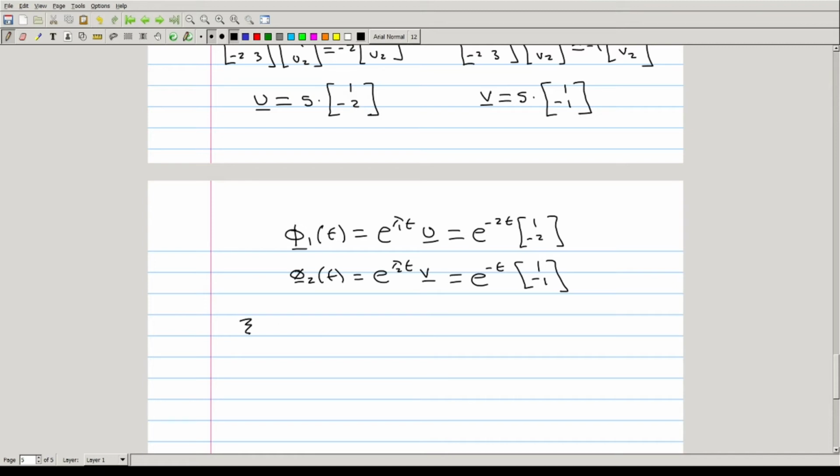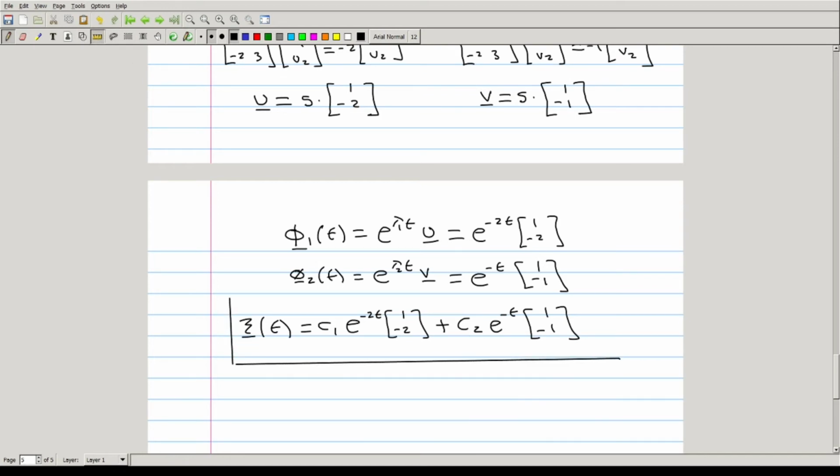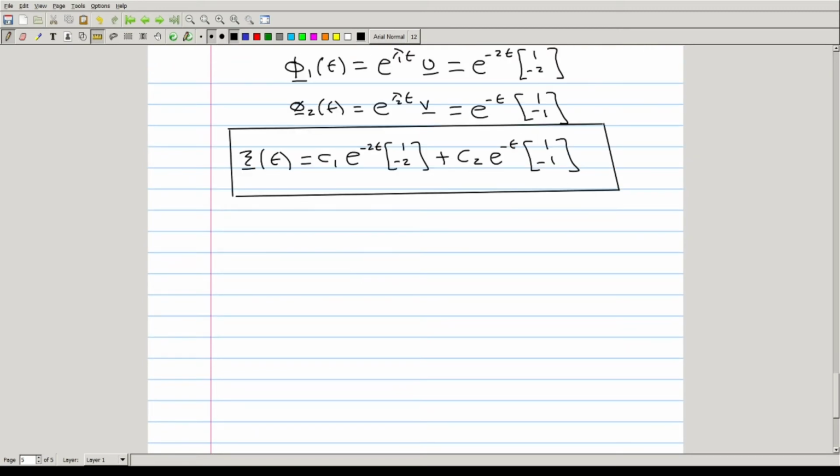Which means our general solution for this example will be c1 e to the negative 2t times the vector 1, negative 2, plus c2 times e to the negative t times the vector 1, negative 1. Which is the general solution to the homogeneous problem.